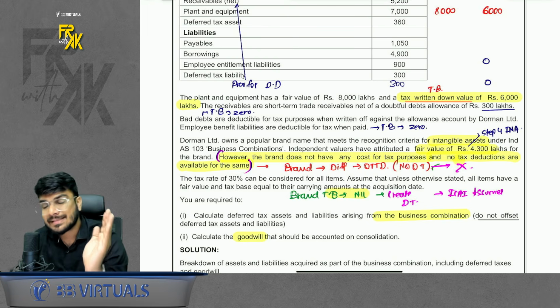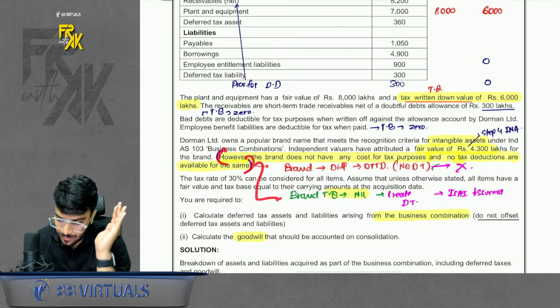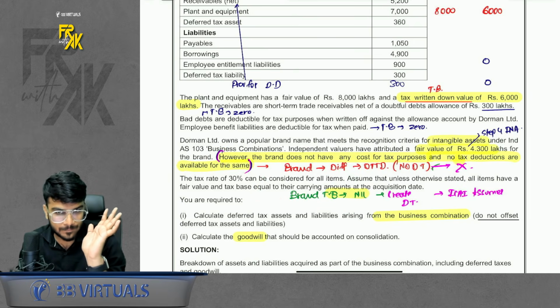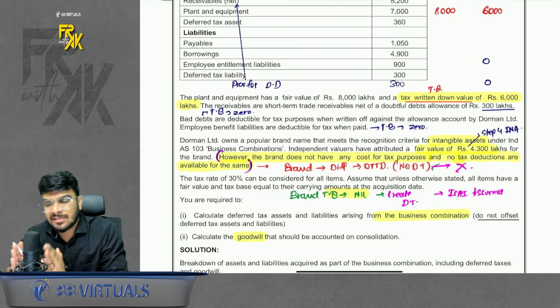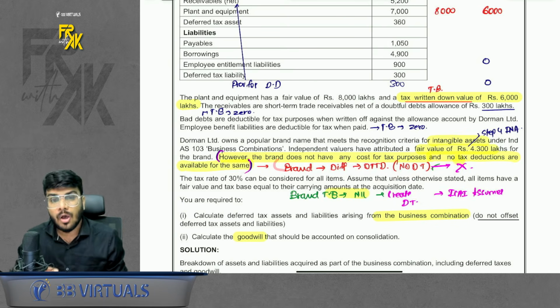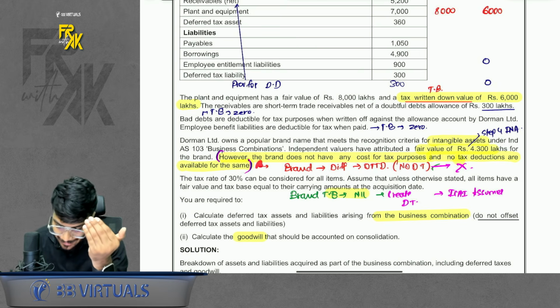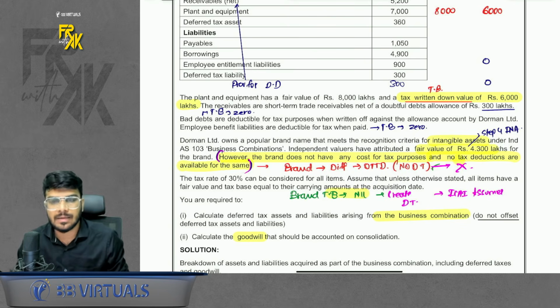But there can be a second interpretation as well, that this goes to say that the tax base of brand is nil. So either you can interpret that the brand difference is other than temporary, in which case no deferred tax will come on brand. Or the second interpretation can be that the tax base of brand is nil. This goes to say that brand does not have any cost or any deduction, which means the tax base is nil. So deferred tax will come.